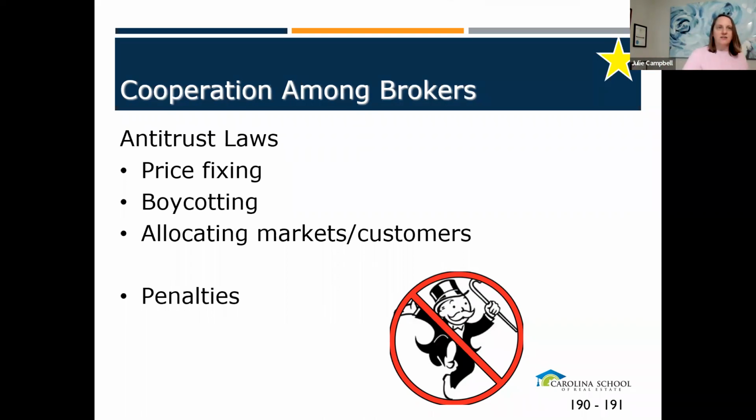That's dividing the markets. I have just as much a right to go into Guilford County as you do to come into Forsyth. So we can choose where we want to work, but we can't get together to divide those markets.